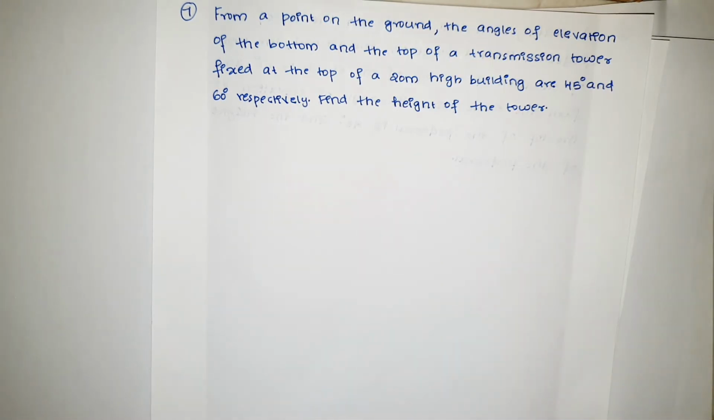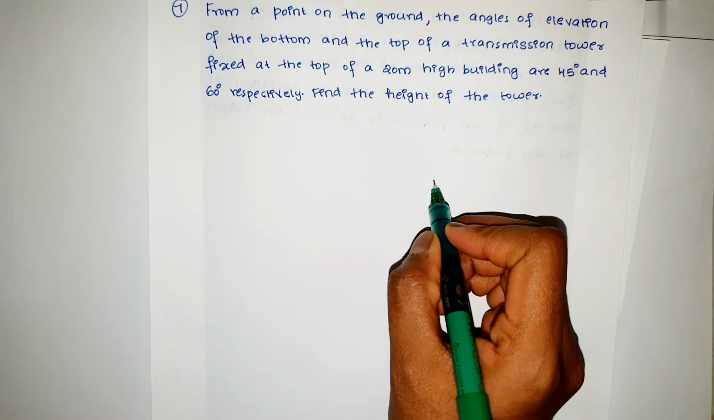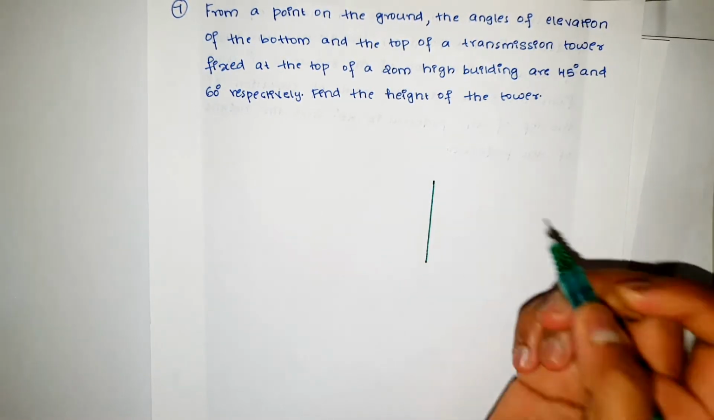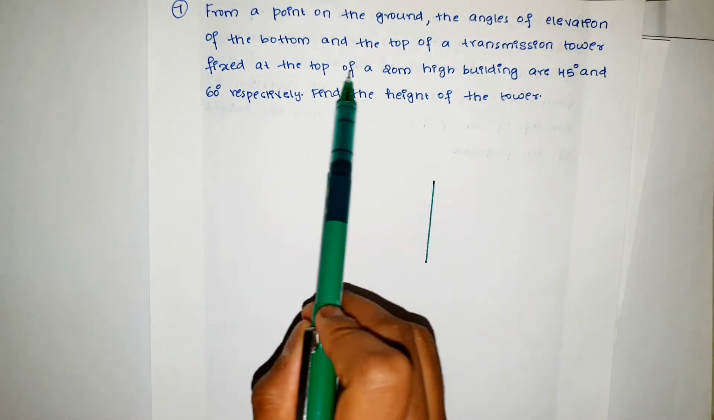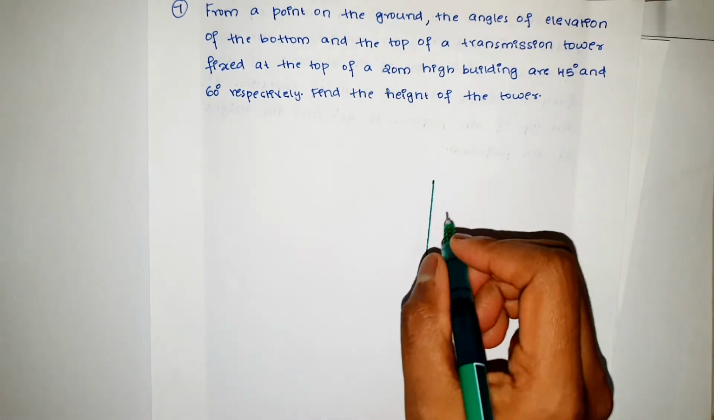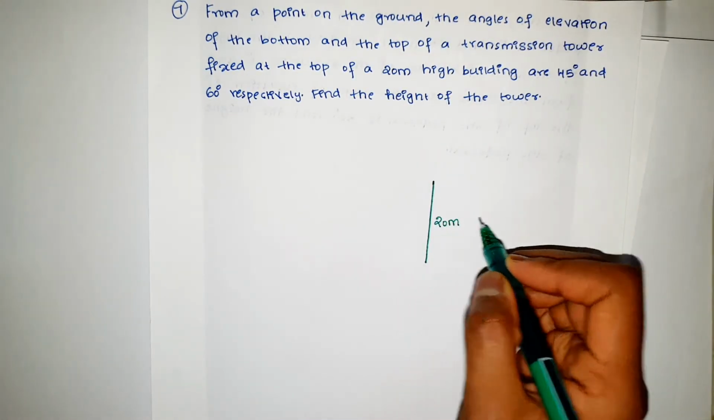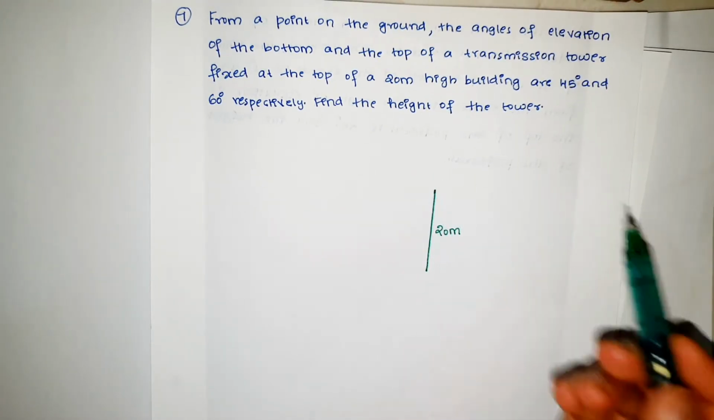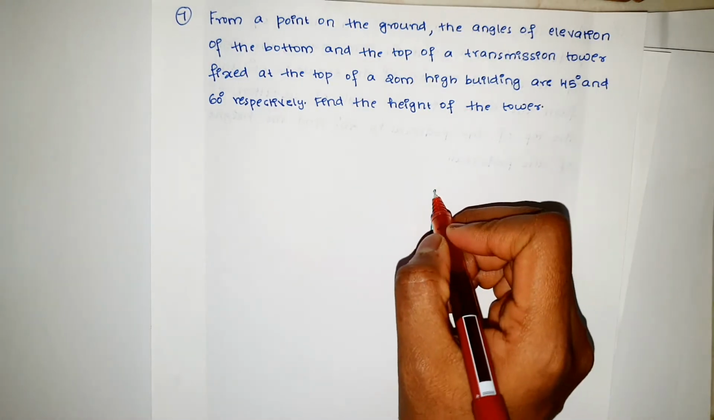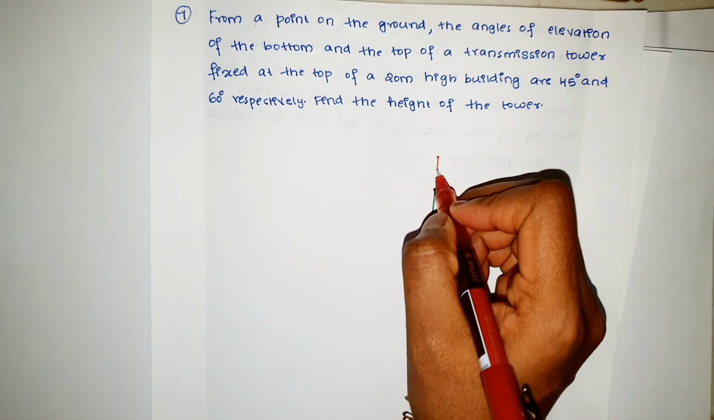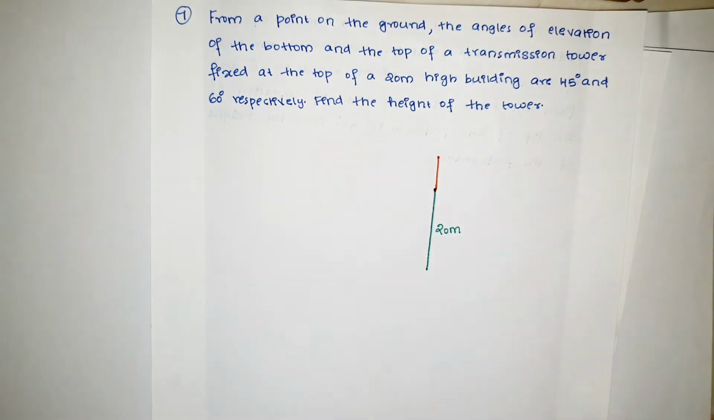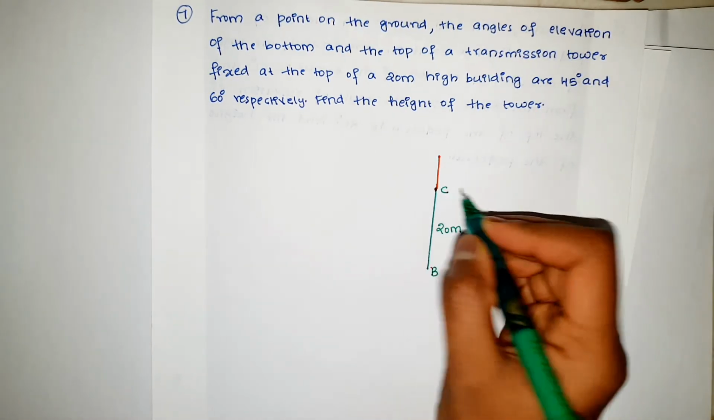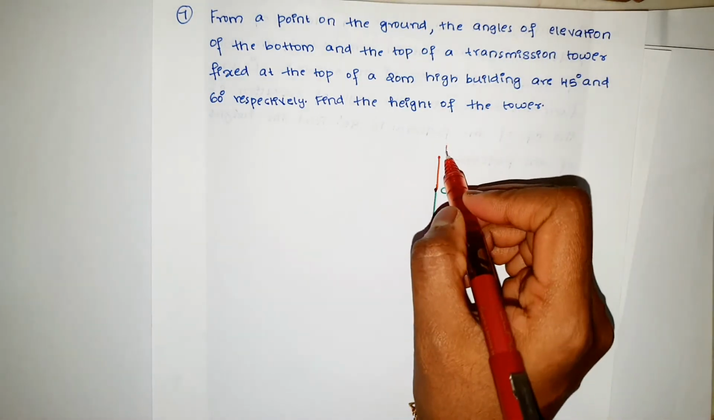Okay, so let this be our building. The building is 20-meter high. Okay, so this is our building, it is 20-meter high. And the transmission tower is on top of the building. So let's draw our transmission tower. So let this be the transmission tower, this is on top of the building. Okay, so let this be B, C, and let this be D.